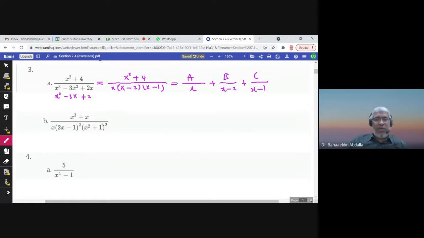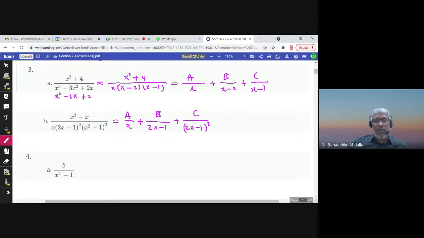Here it is already factored. Good. I have x, a linear factor, so A over x. 2x minus 1 is a linear factor repeated twice, so one fraction for 2x minus 1 and another fraction where the denominator is 2x minus 1 to the power 2.